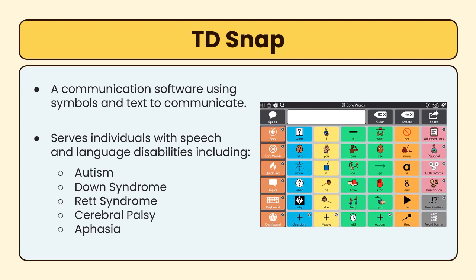TD-SNAP is a flexible communication software that allows its users to communicate using different symbols and text. This app was designed for people with speech and language disabilities. Some of these include autism, Down syndrome, Rett syndrome, cerebral palsy, and aphasia. TD-SNAP offers families a choice of augmentative and alternative communication solutions to meet preferences and communication needs. This software is accessible through touch, switch, head mouse, or eye tracking.